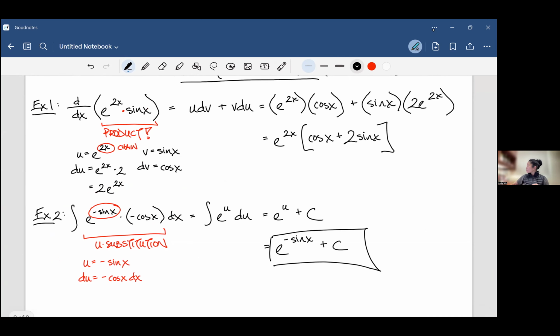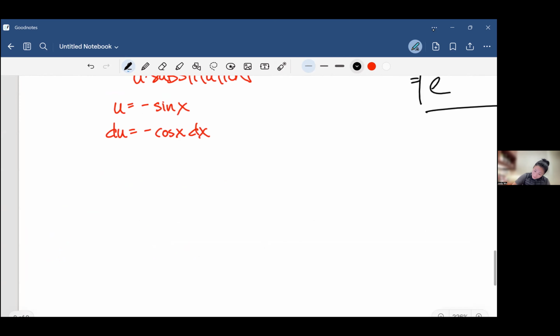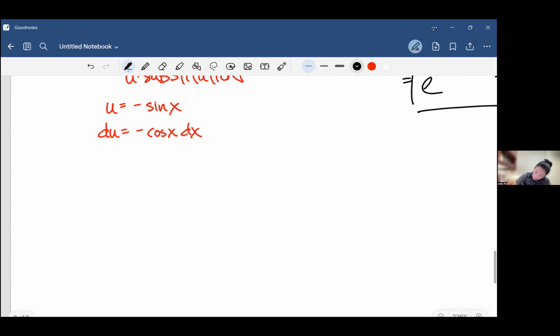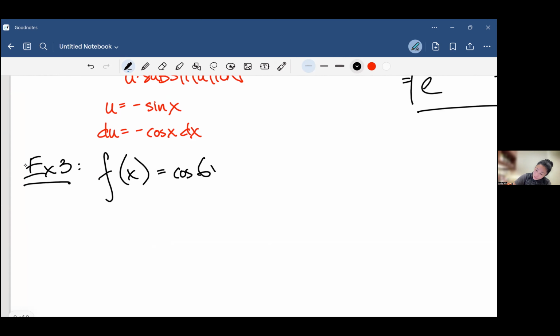Okay, so hopefully that was a good review of what a derivative is and what an integral is. Let's try a couple more. Okay. So this time I want us to say for the function f of x equals cosine of 6x, I want us to find f prime of negative 11 pi over 24.